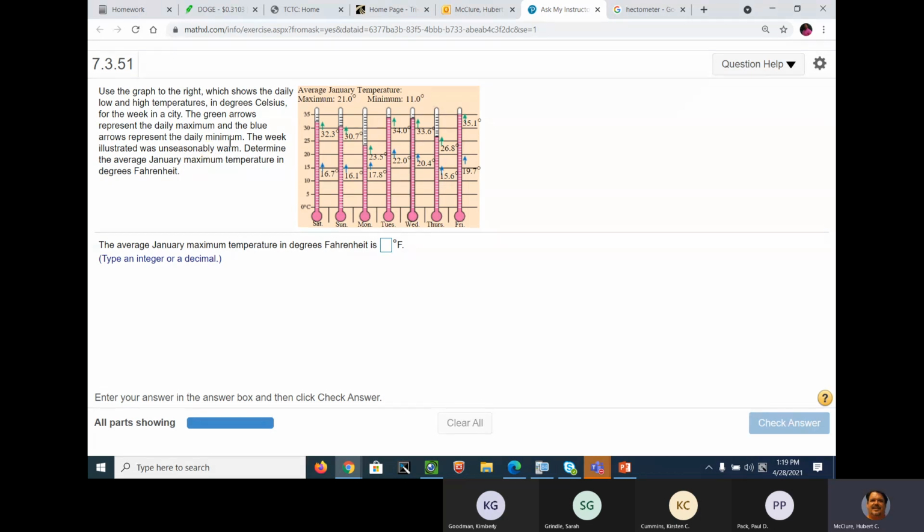Okay, blue represents the daily minimum. The week illustrated was unseasonably warm. Determine the average January maximum temperature in degrees Fahrenheit.